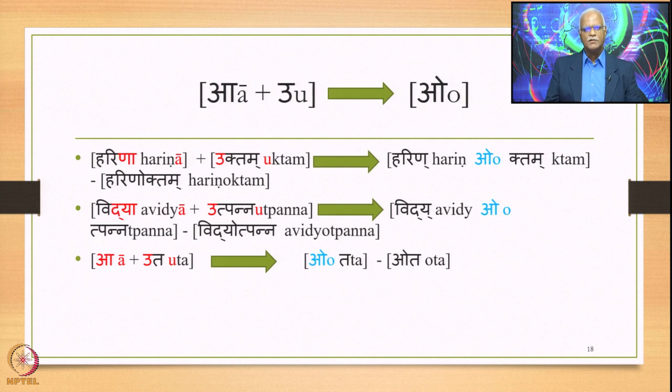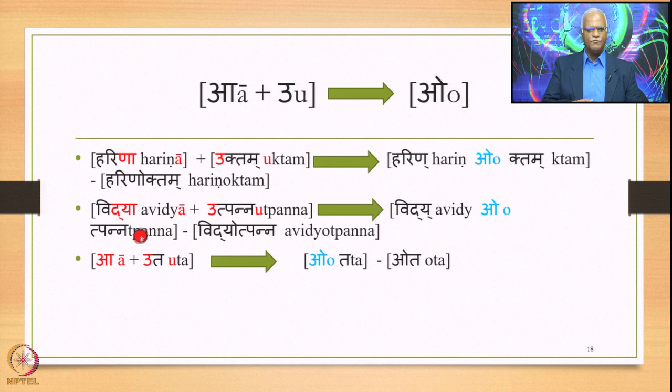Then we have A plus U as input and O as the output. So we have Harina and Uktam. Harina has A at the end of it, Uktam has U at the beginning of it. These are two separate padas, part of a sentence. And so now in place of both of them, we have O as the substitute after applying 6187. So the output generated is Harin Uktam. When we join them together, we get Harinoktam.